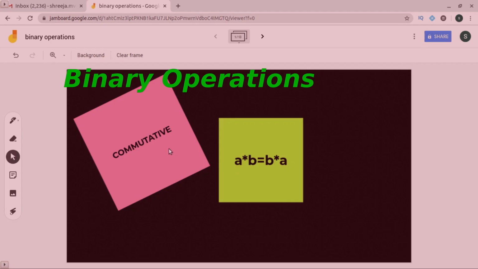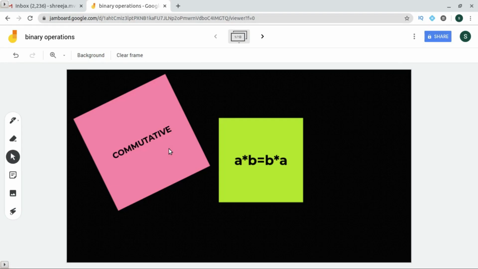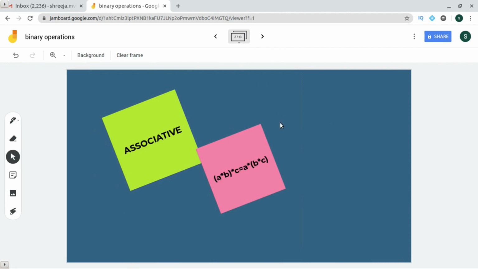A binary operation on a set A is a function from A cross A to A. A binary operation star is said to be commutative if A star B equals B star A for all A, B belonging to A. A binary operation is said to be associative if (A star B) star C equals A star (B star C) for all A, B, C belonging to A.